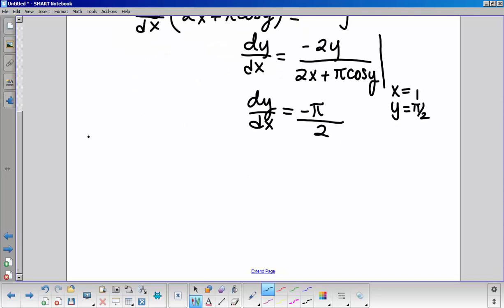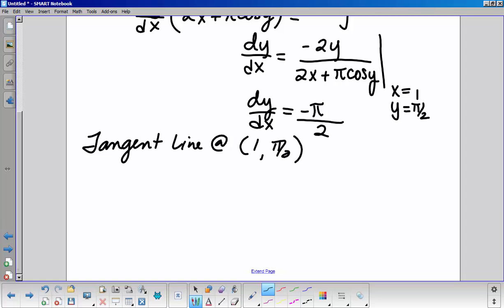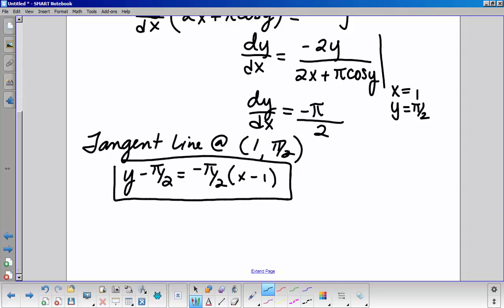So we need the equation of the tangent line at 1, pi over 2. It's going to be y minus pi over 2 equals negative pi over 2 times x minus 1. What's the only difference for the normal line? Yeah, it's going to be 2 over pi.